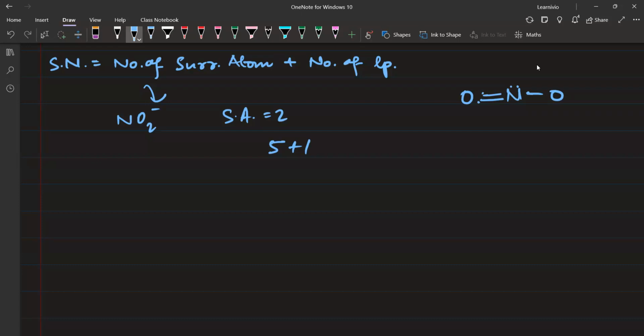5 प्लस 1 हो गया, और क्या करेगा, 5 is the number of valence electrons, 1 because there is a negative charge here, and the number of bonds it is making, it is equal to how much, it is equal to 3. So I will minus 3. This will be equal to 5.